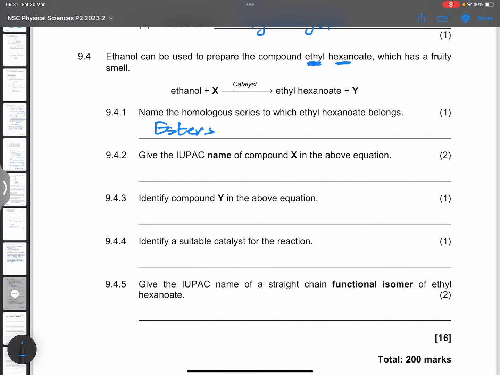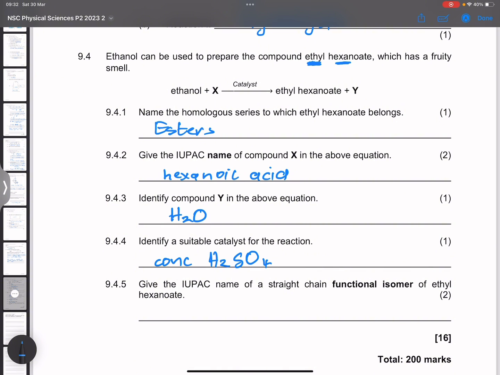Okay, they say give the IUPAC name of the compound X in the above reaction equation, right? Definitely that's going to be hexanoic acid. Okay, they say identify compound Y in the above equation. Remember that's a condensation reaction, so that means that water is produced as well. And they say identify a suitable catalyst for this reaction. Remember, we always use concentrated sulfuric acid. Okay, and by the way, you can write all of these in words. For me, it's much easier to write them as chemical formulae.